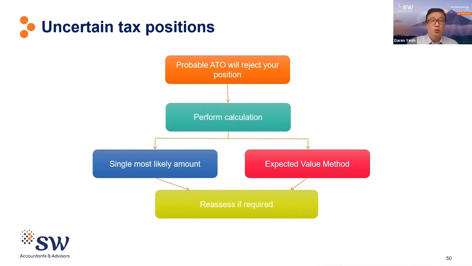So there are two approaches to that. One is the single most likely amount that you'll settle with the ATO, or you can take an average of expected outcomes and recognize that into your financial statements. So each year you need to assess that position and recognize any changes as a result of the reassessment.